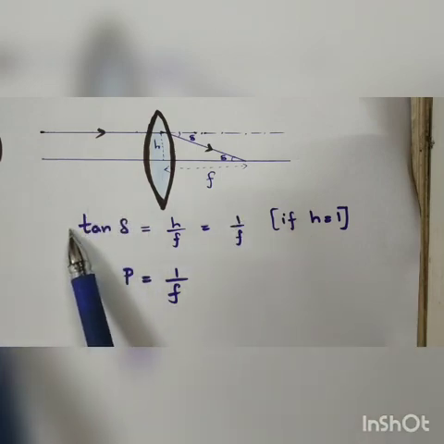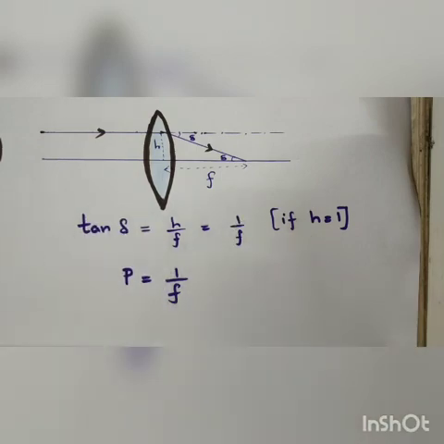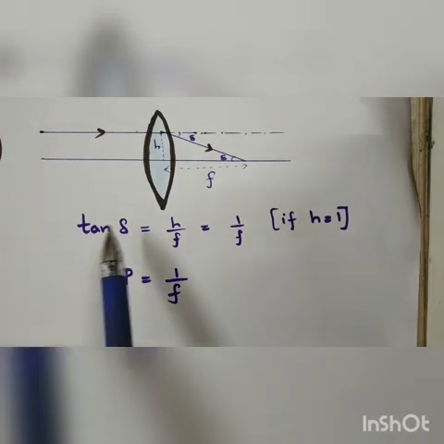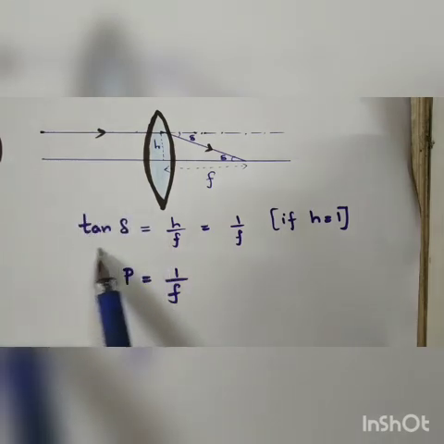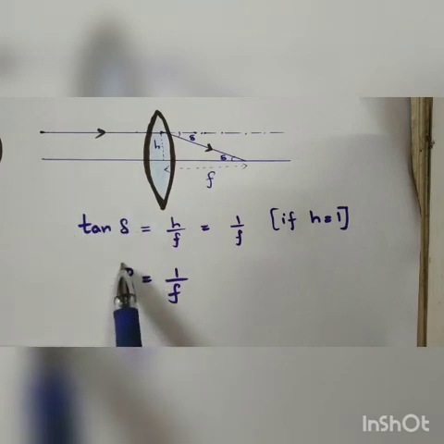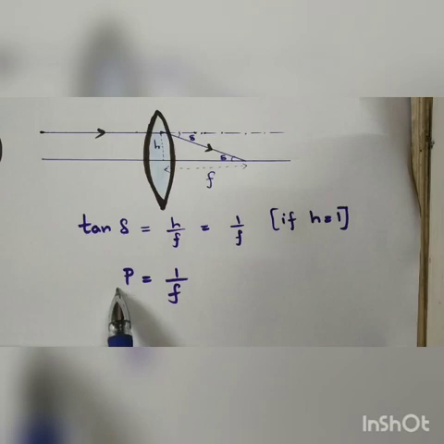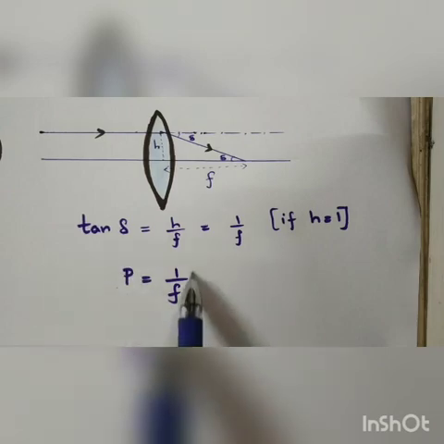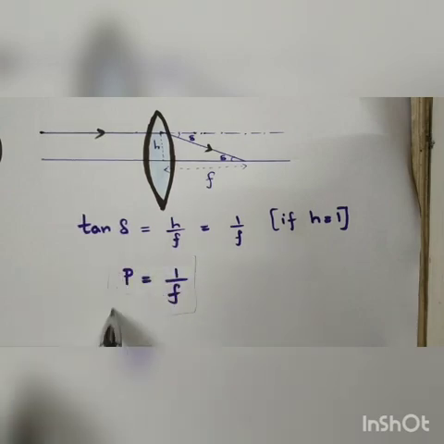We have just now studied that the power of a lens is the tangent of the angle by which it converges. So this is called power, and this can be replaced by power. So this is the formula that we have derived just now: power is equal to 1 by f.